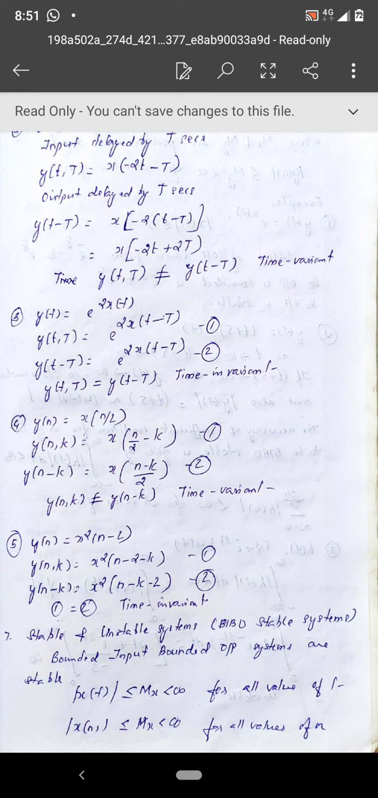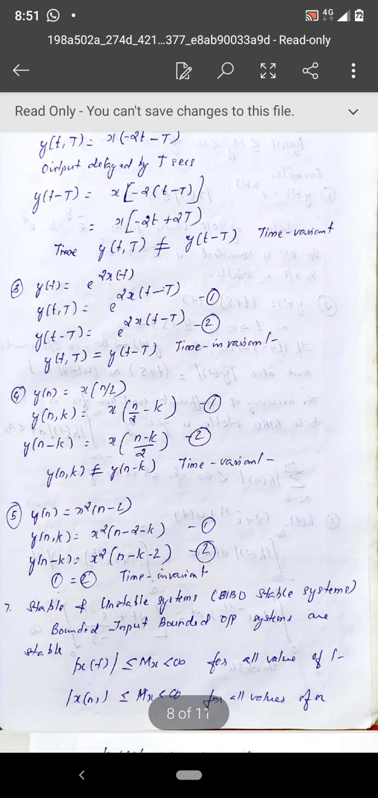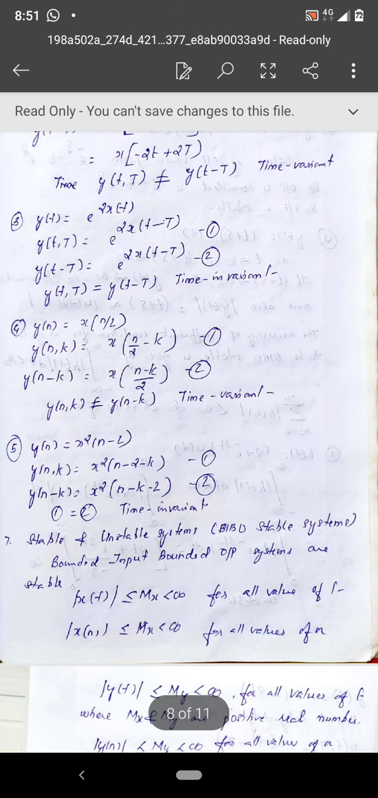That is, y of n minus k, which is equal to x of, instead of n, you have n minus k, whole divided by 2. You can see that equation 1 and equation 2 are not the same. So that's a time variant system. You can see and easily understand what the problem 5 is.